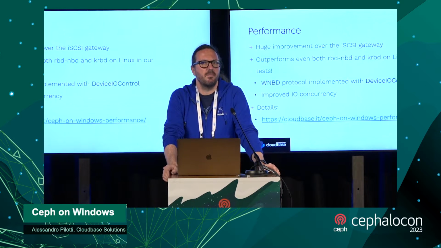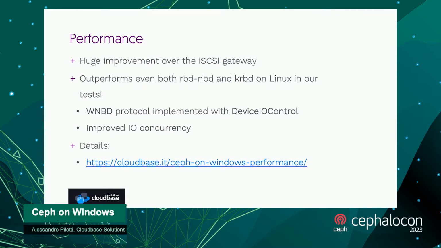Performance was a key topic in the work that we did. It's a huge improvement over the iSCSI gateway. This was the primary goal, and as I mentioned, we achieved it and outperformed it significantly. Not only that, but we also managed to outperform RBD, NBD, and KRBD on Linux in our tests. All the tests are open source and documented in our blogs, so if somebody wants to replicate what we did, they're there.